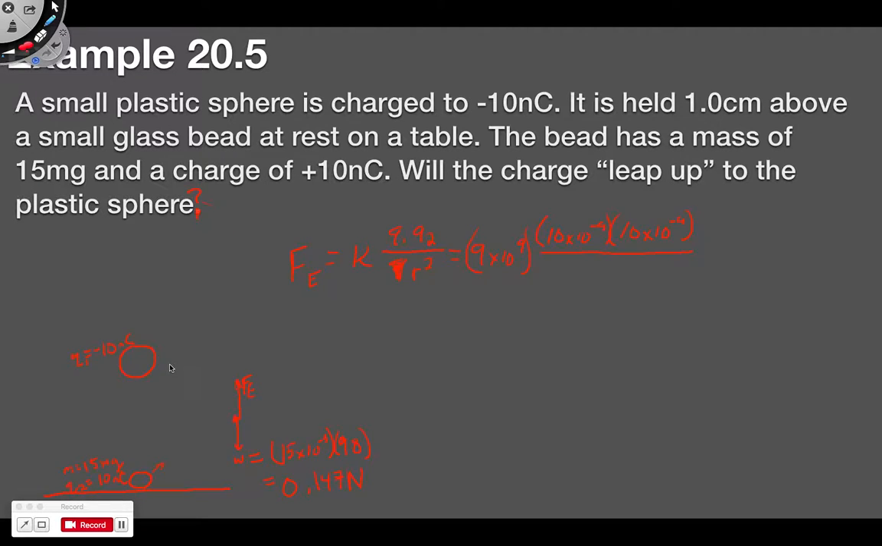Okay, the distance between them. What do we know this is? 1 centimeter. Right, which is going to be 0.01 meters. And that gets squared. Don't forget to square, kids. 9E9 times 10E9 times 10E9. And that's going to be divided by 0.01 squared.